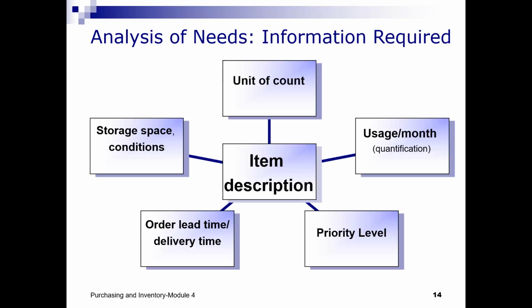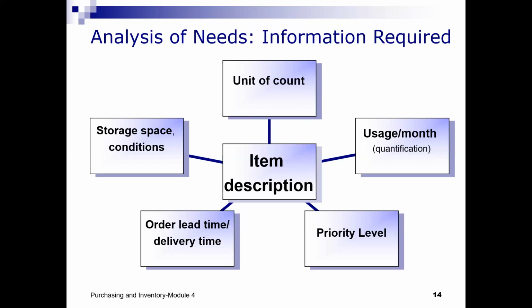And things that you need to know if you're going to determine how much inventory you need and how to order are things like how much you're using a month, so quantification, and we'll talk a little bit more about that. The priority level, i.e. is this something that you need immediately and all the time, like a very important thing, or is it something that, if you had to wait a couple of days, it wouldn't be the end of the world. The order lead time and delivery time. So that means that if you order something, how far ahead of time do you have to order it so it's going to arrive? And that's going to depend on the delivery time. So will it take only a few hours to get there, or will it take weeks?